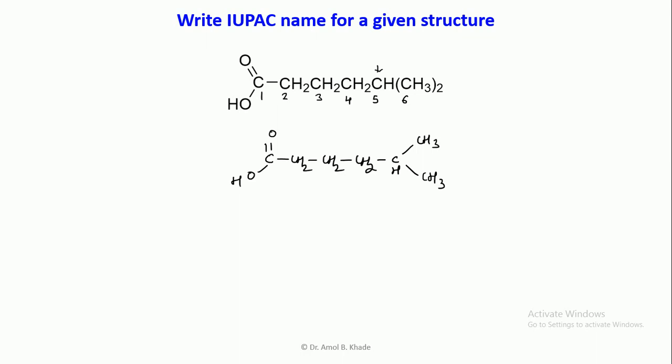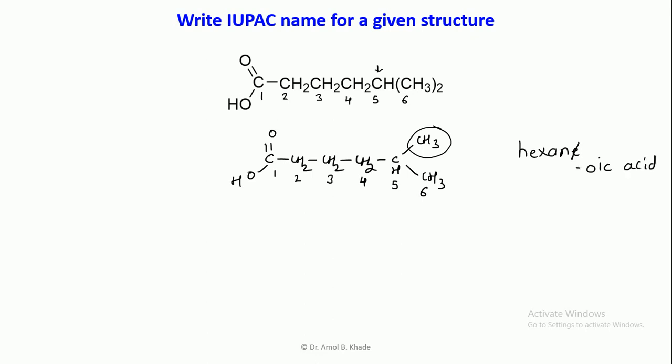So the numbering will start with carbon 1, 2, 3, 4 and 5, and we have to select the longest possible chain giving the lowest possible number to the carboxylic acid carbon. So I can give this carbon, let's say, number 6. This methyl will be considered a substituent. So we have a substituent at carbon 5, so it will be 5-methyl, and the parent chain is hexane. So the E will go and oic acid will be added as a suffix.